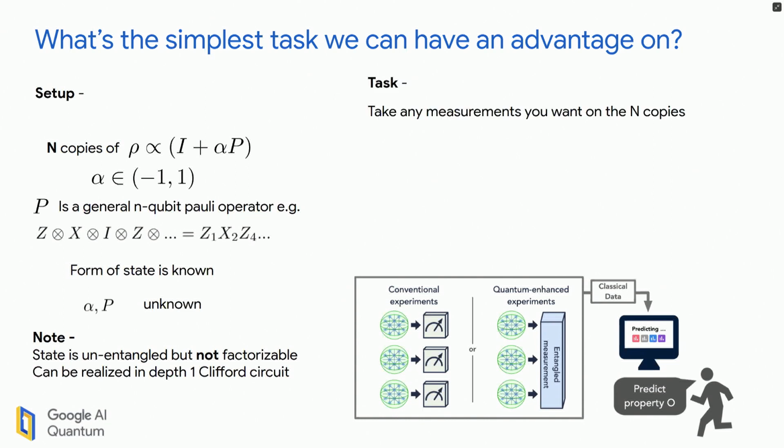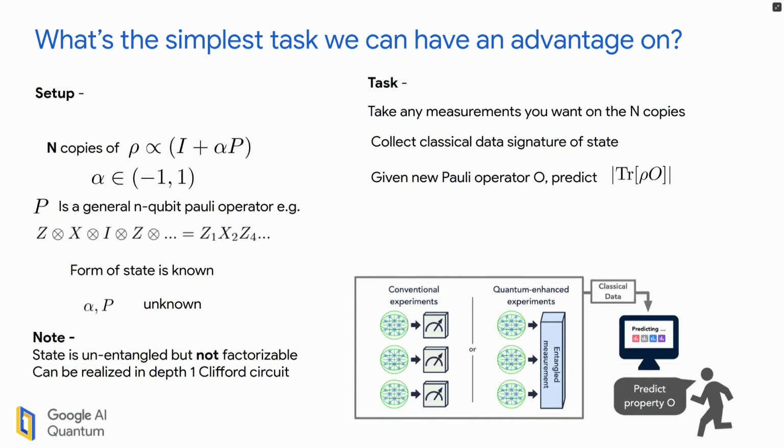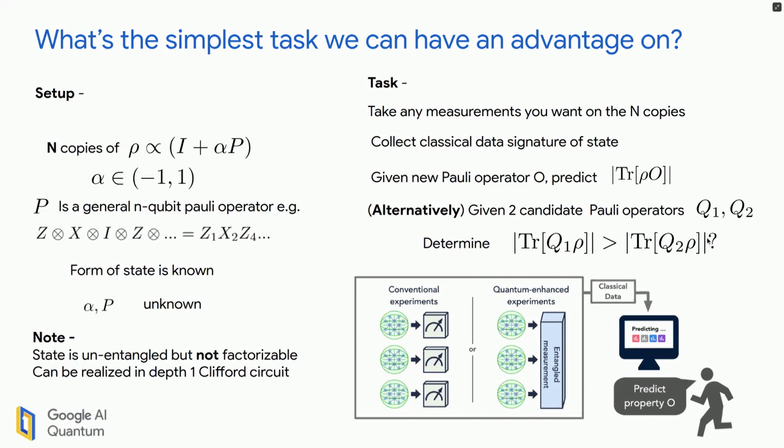And my task will be, you're given each of these copies in these settings. You can take any measurements you want on the n copies. You collect some classical signatures of this state. And then after you've collected all this data, someone now gives you a new Pauli operator. So you're not allowed to receive any more copies after this point. And you have to tell me the expectation value of this operator, or rather its magnitude. Alternatively, you could be given two candidate operators and be asked to distinguish which one is larger than the other.